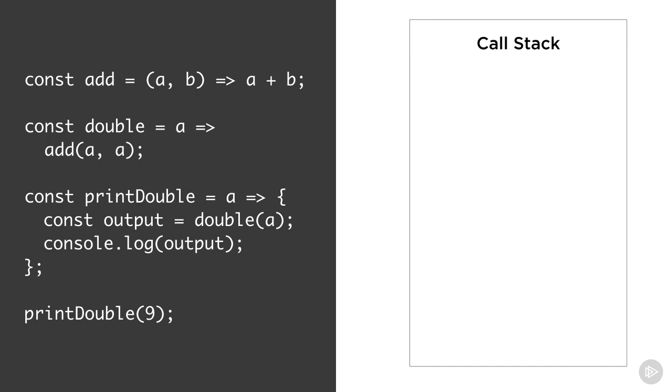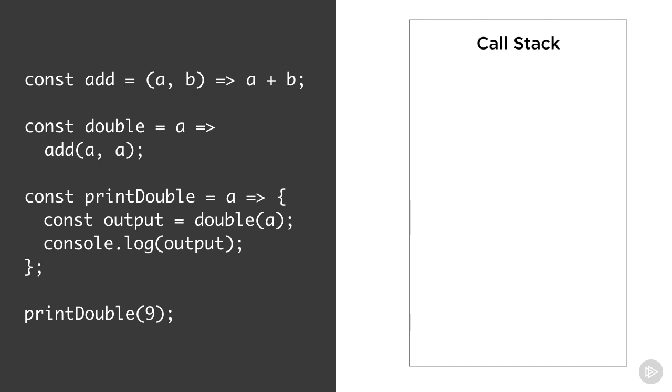Here we have three simple functions: add, double, which calls add, and print double, which calls double. And let's assume that all these functions are wrapped in an immediately invoked function expression. When we run this code, V8 uses the stack to record where in the program it is currently executing. Every time we step into a function, it gets pushed to the stack. And every time we return from a function, it gets popped out of the stack.